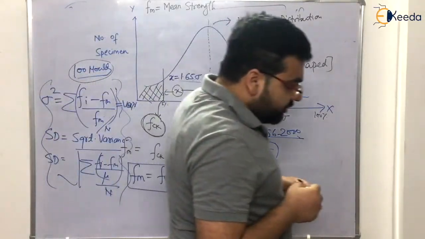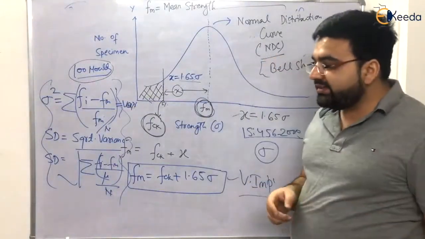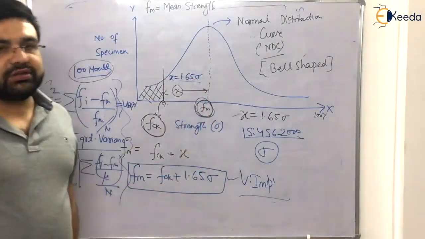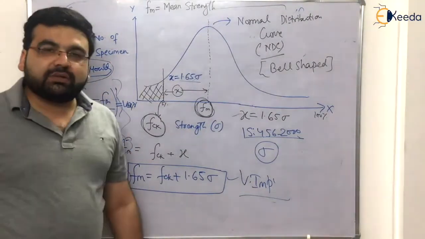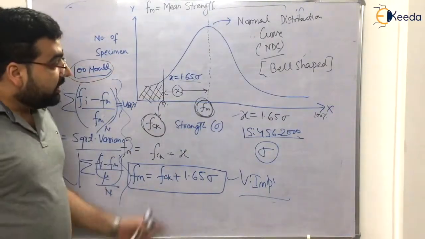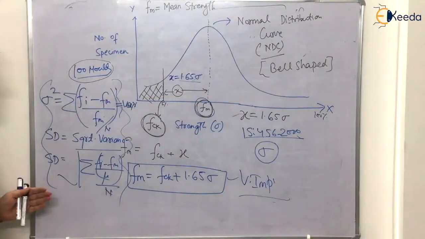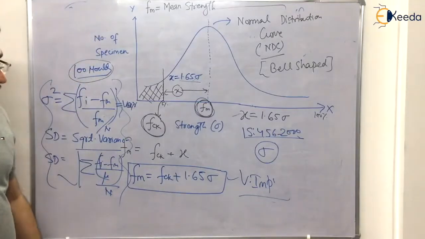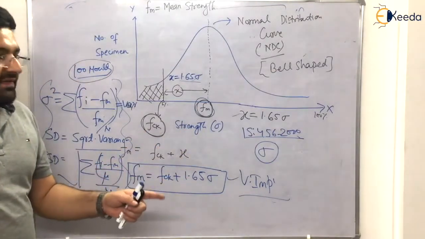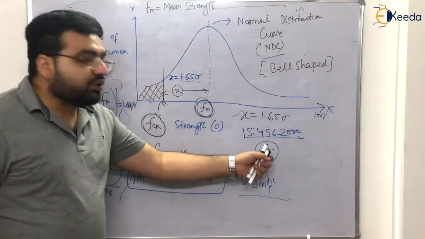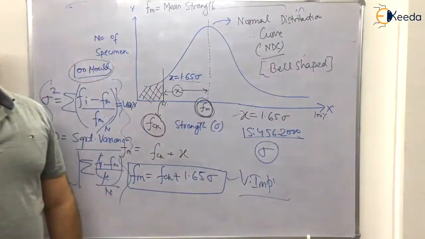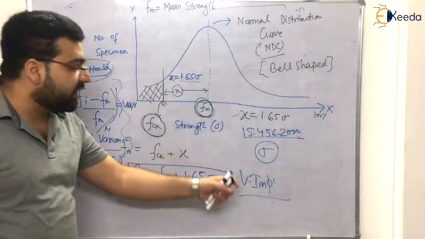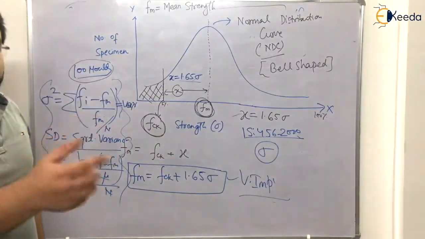One more thing I would like to tell you before proceeding further is what I already told you in my first lecture: in the IS code there are a lot of clauses. It is almost impossible to remember all the clauses, but the clauses which are very important from the GATE point of view, I will explain each and every one. So this clause in IS 456, which gives you the value of sigma, is very important. Don't go into the clause; I am just writing the value of sigma the IS code has given for each type of concrete.